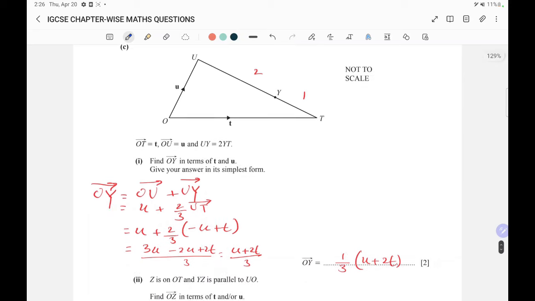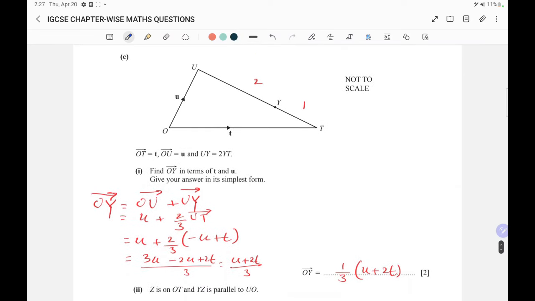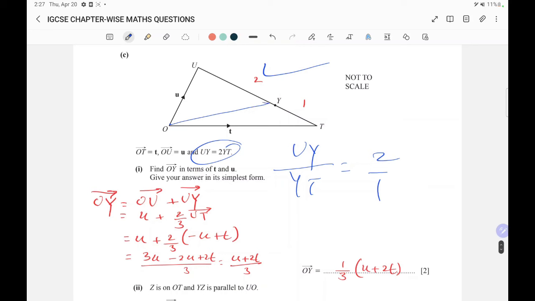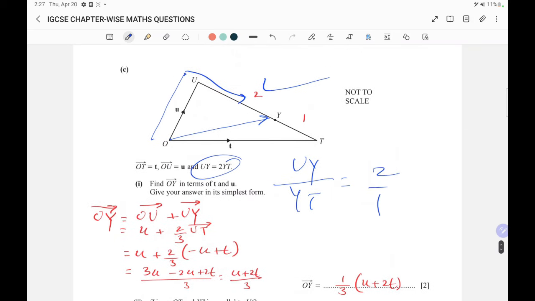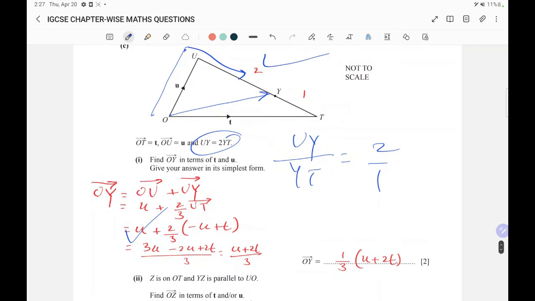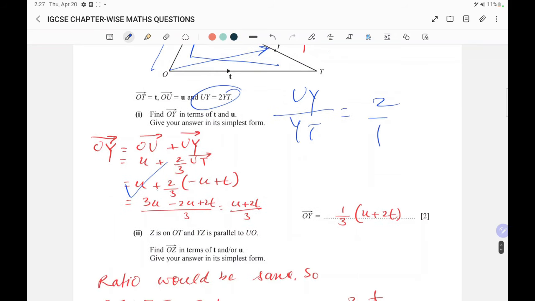Now C part. Here UY over YT, you can divide by YT both sides. So UY over YT you will get 2 over 1. So this ratio you will get. Now find OY in terms of T and U. We need to find OY. Okay. So OU plus 2/3 of UT. So OU is U and UT is U to T, so minus U plus T. So just calculate 3U over 3 and 3U minus 2U plus 2T. (U plus 2T) over 3 you will get.